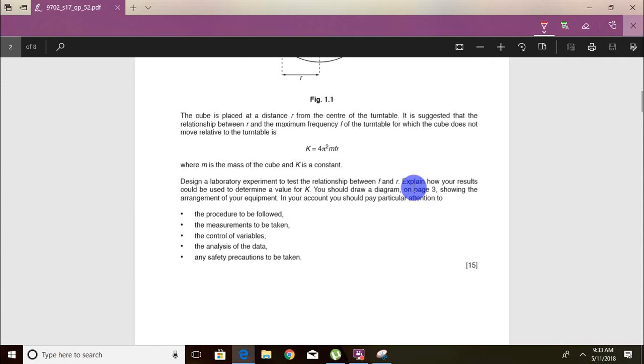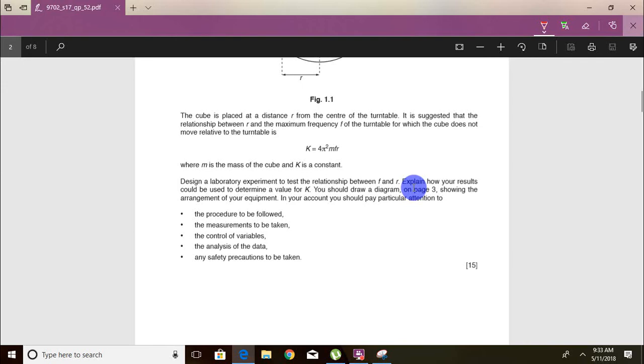F, so the frequency at which the cube leaves, right? That is the dependent variable. Control variable: off the top of my head, I'm going to say it's the mass of the cube. There may be others, we'll get to it.